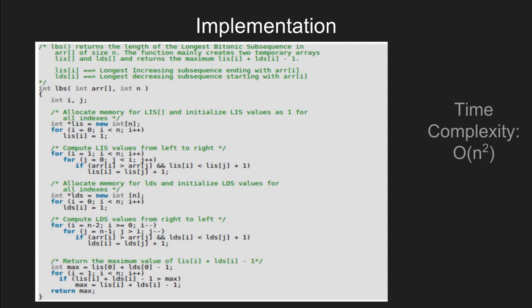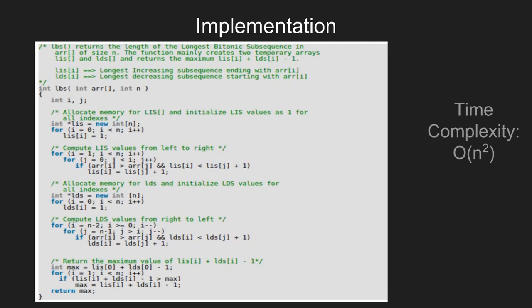Now let's look at the implementation. Both the arrays are initialized with 1, as a single element itself is an increasing or decreasing subsequence of length 1. To compute the LIS array, we calculate the length of the longest increasing subsequence ending at index i, and for each index we run another loop over j, where it compares array[i] with array[j].